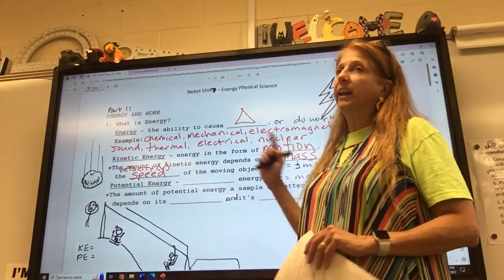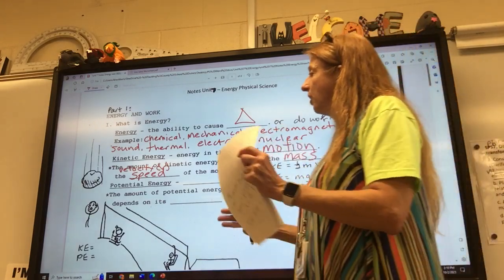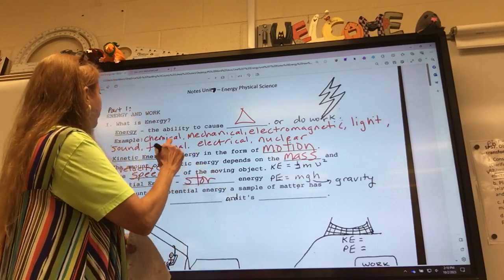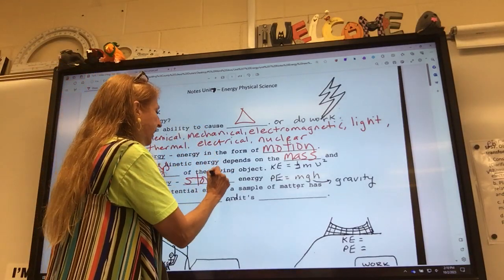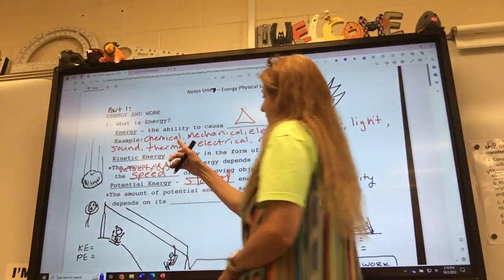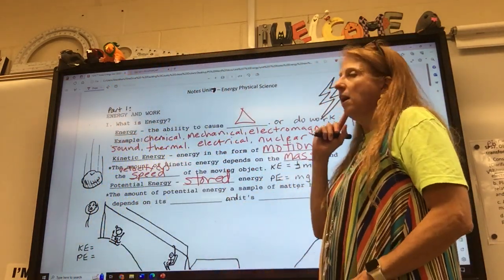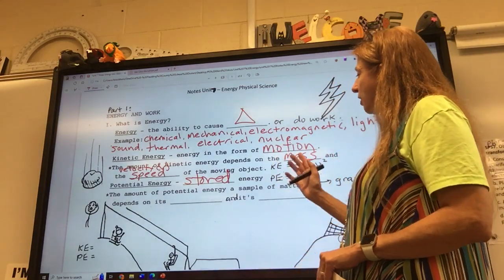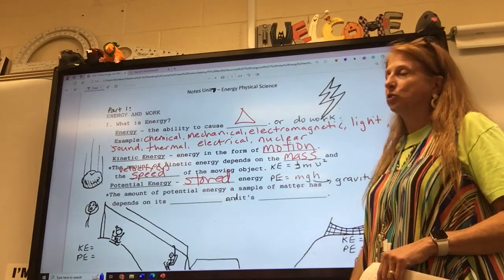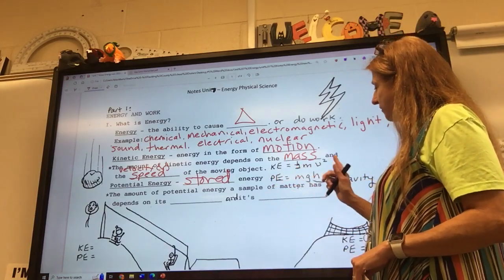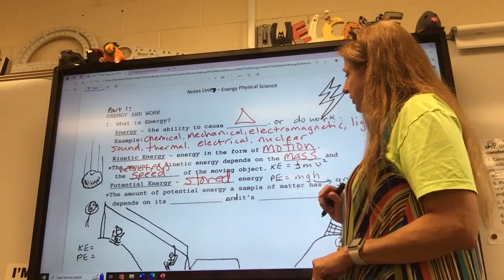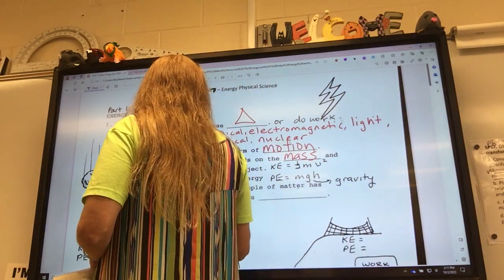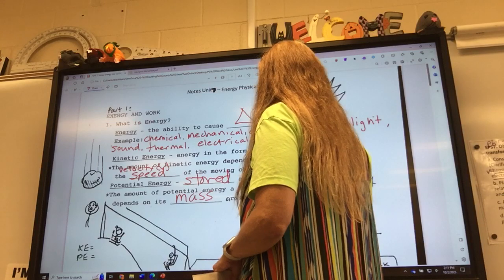Okay, there's kinetic energy, the energy of motion, but there's also energy that's not moving, it's stored. And you can think about that like with our battery, with chemical energy, it's not moving, but it's stored energy, chemical energy, electrical stored energy. But we're also going to talk about energy of position, and we'll be doing a lab with this tomorrow. So the formula for potential energy, stored energy, is mass times gravity times height. The amount of potential energy of a sample of matter also depends on mass and its position.